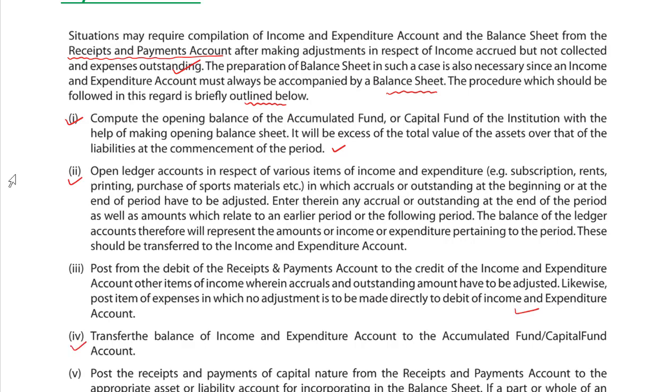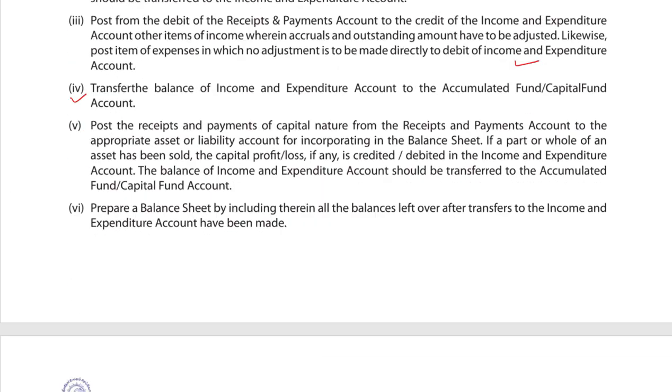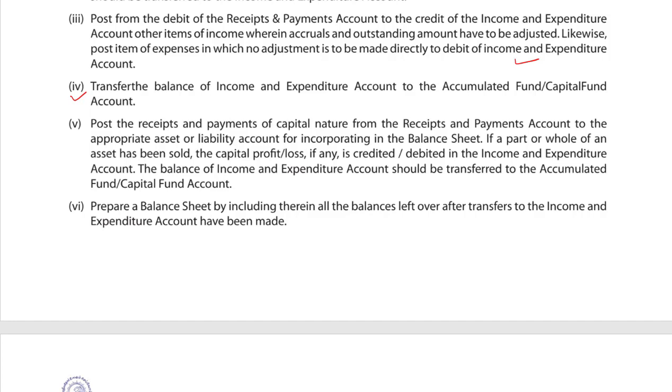Transfer the balance of income and expenditure to the accumulated fund, that is capital fund account. Post the receipts and payment of capital nature from receipts and payment account to the appropriate asset or liability account for incorporating in the balance sheet.